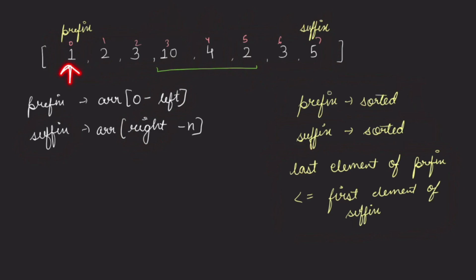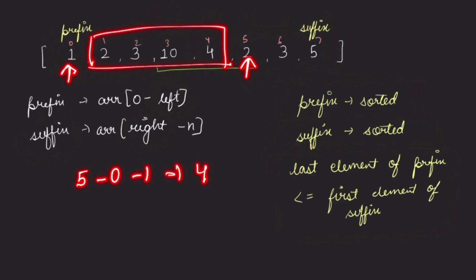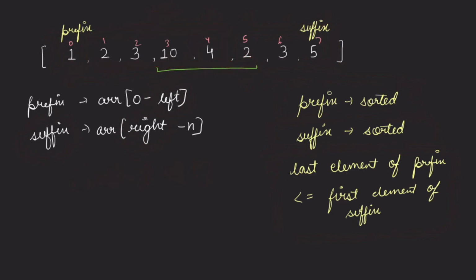For this one, in this range, which is the first element satisfying the condition of 1 less than or equal to that element? That is 2. So one of the possible subarrays to be removed will be this much. In this case, your right would be at 5 and your left would be at 0. What would be the length? 5 minus 0 minus 1, which is 4. This is the length that has to be removed.